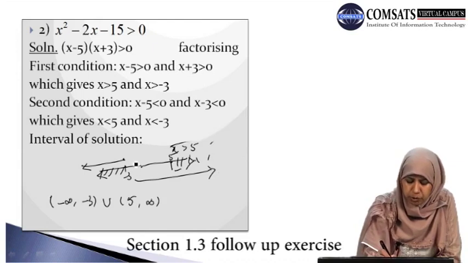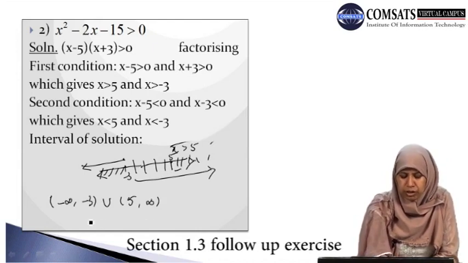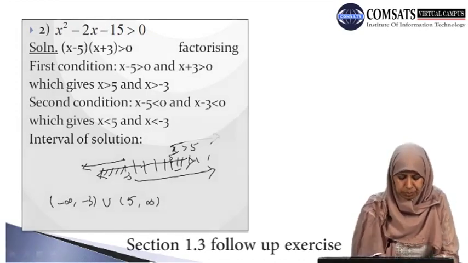That is, this portion is not included in our solution, and we have a union of two intervals as a solution, open from both sides, because we have only strict inequalities: -infinity to -3, and the second one is 5 to infinity.